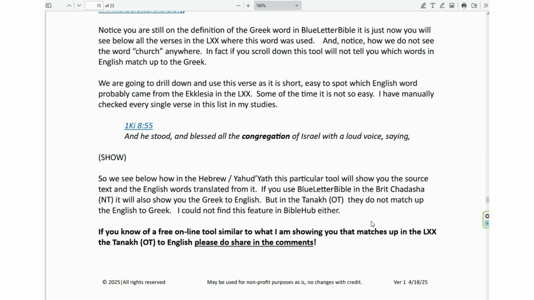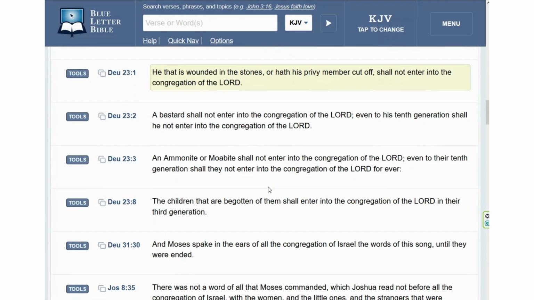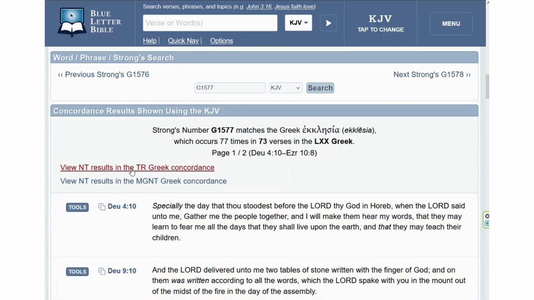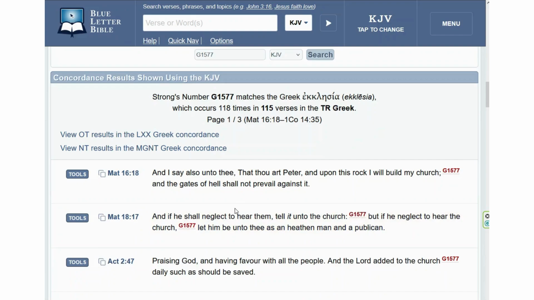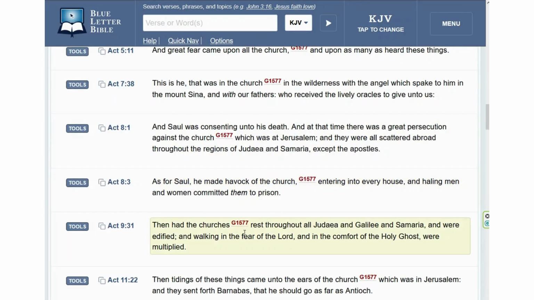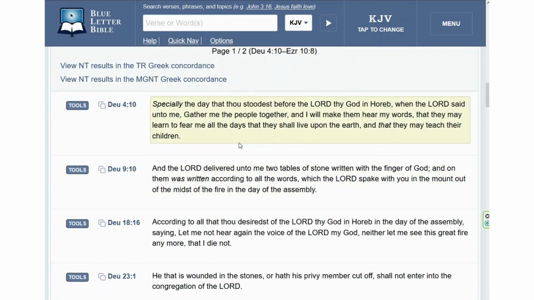Now I want you to notice when you do this that you're still on the same definition, and notice how we don't see the word church anywhere. In fact, if you scroll down this tool, it's not going to tell you which words in English match up to the Greek. By that I mean there's nothing in this list stating where the word is or how it got translated. If we go back, you can see easily in the New Testament, church, there's the entry, church, church. You see it tells you in here what word. The Strong's number is right next to the word that it was translated from. But in the Old Testament, you just don't get to see that easily at all.